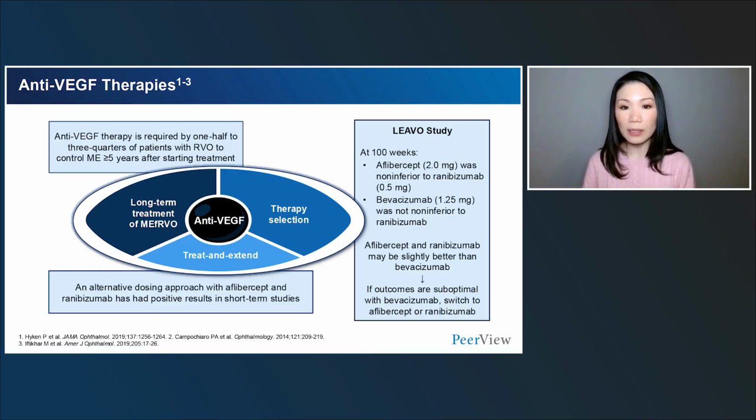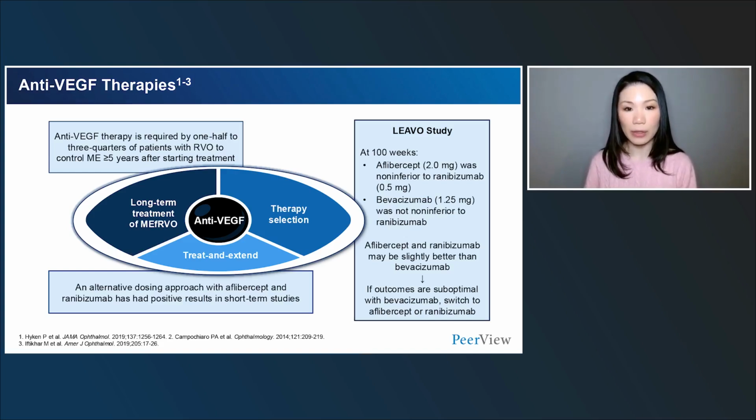There was one study called LEVO. LEVO was a study that, interestingly enough, compared the 3 first-generation anti-VEGF agents that we have, bevacizumab, ranibizumab, and aflibercept, head-to-head for patients with macular edema from central retinal vein occlusion, and looked at how they did at the end of 100 weeks. And the way it was structured is that they were compared to ranibizumab.